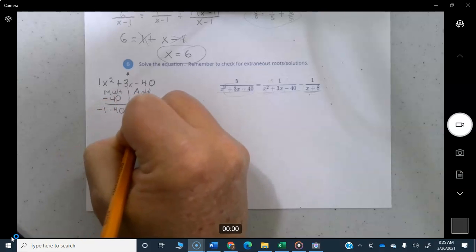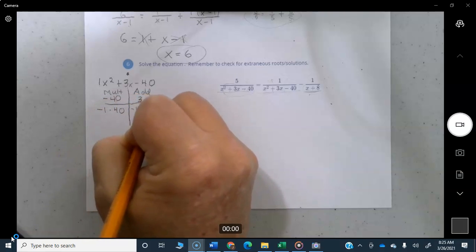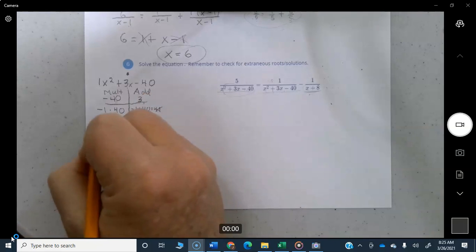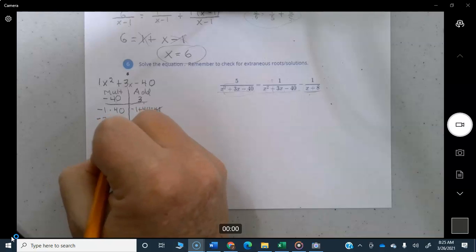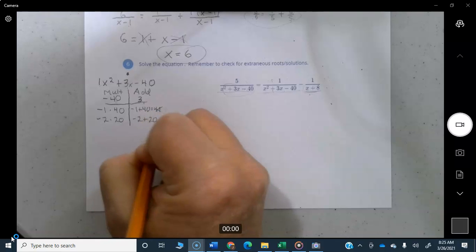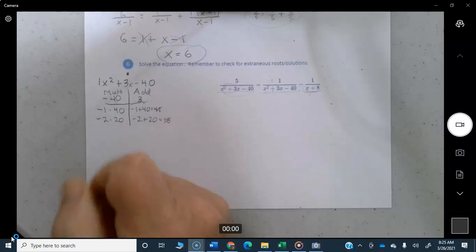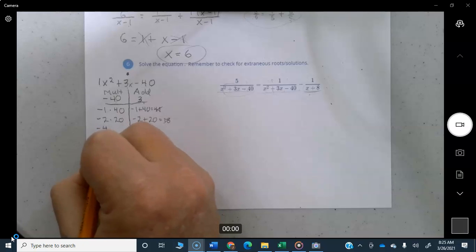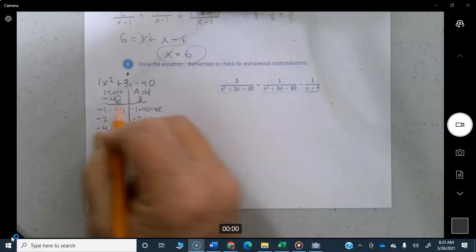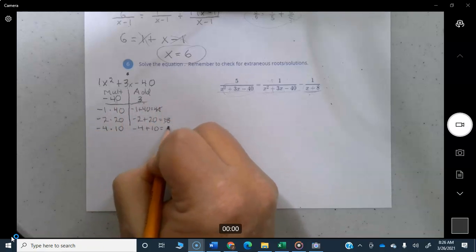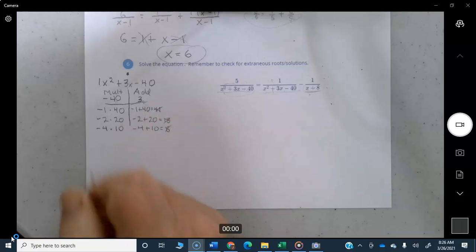Negative 1 plus 40 equals 41. That's not what we're looking for. We need 3. Negative 2 times 20. Negative 2 plus 20 equals 18. Not what we're looking for. Negative 3, 3 doesn't go into 40. Negative 4 times 10 equals negative 40. Negative 4 plus 10 equals 6, not what we're looking for.